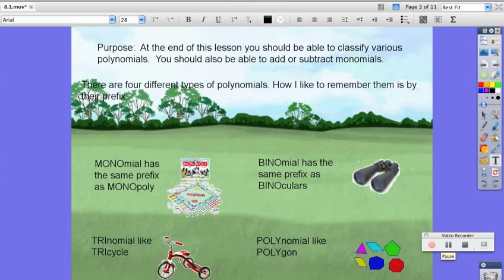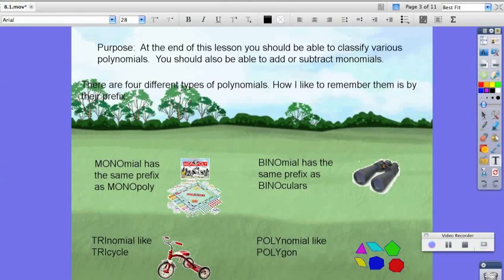The purpose at the end of this lesson is that you should be able to classify various polynomials. You should also be able to add or subtract monomials. There are 4 different types of polynomials. How I like to remember them is by their prefix. Monomial has the same prefix as monopoly. When we play the game Monopoly, we have only one winner, and the person has exclusive control over the whole game.